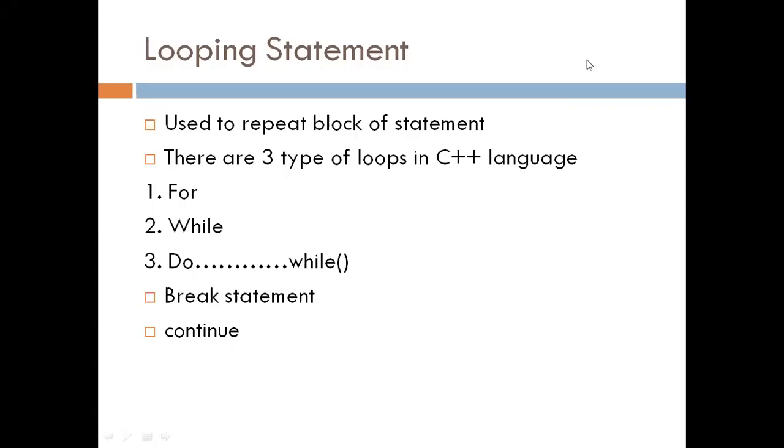In this video, we'll see looping statements. A looping statement is used to repeat a block of statements. A condition is mentioned which decides how many times the block of statements should be executed. Looping is possible with three types of statements: the for loop, the while loop, and the do while loop. We'll see these one by one.